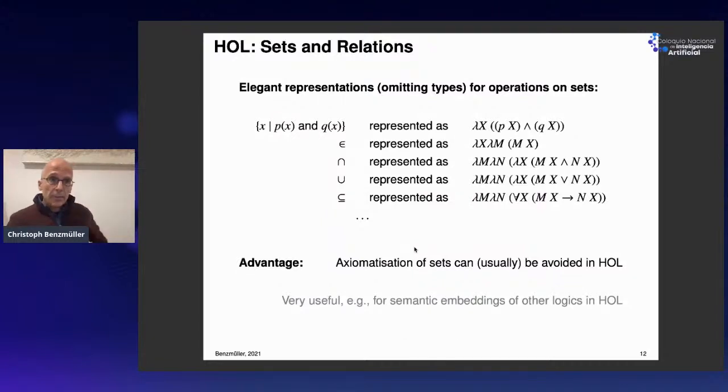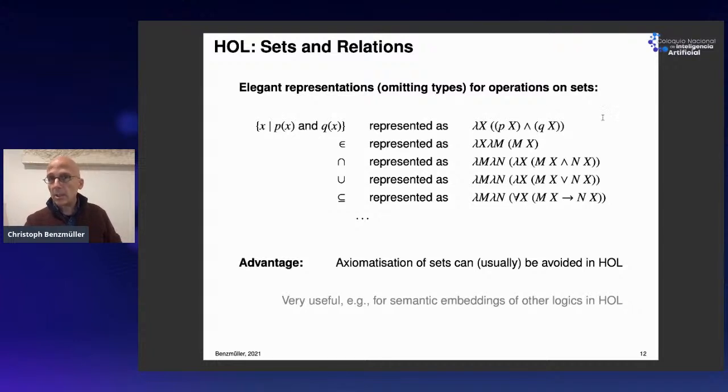So let me give you further examples here that are interesting. Sets and relations are naturally inbuilt in classical higher-order logic. For instance, here is the set of all x which have property p and property q, so the set of all x so that p of x and q of x. And that we simply represent in higher-order logic by this lambda term here: lambda x, p of x and q of x.